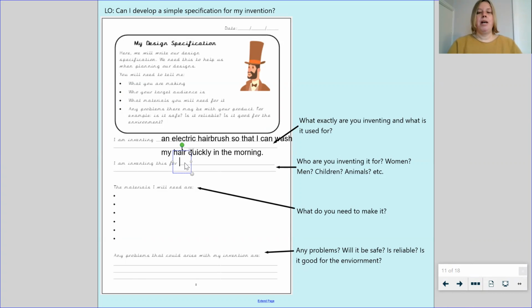Then I am thinking about who I am inventing it for. Am I inventing it for women? Am I inventing it for men? Am I inventing it for children? Am I inventing it for animals? So I'm inventing this for busy women who want to save time in the morning.